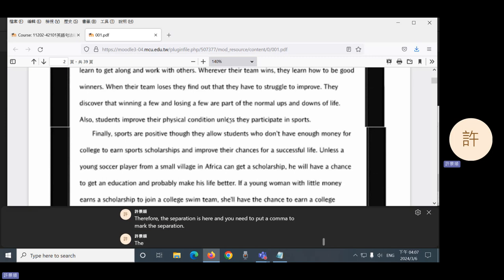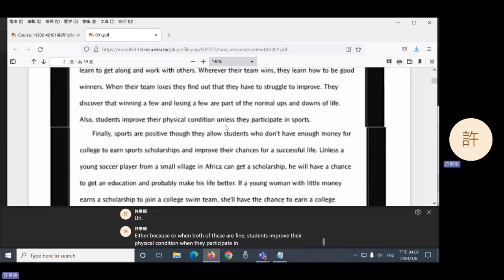The next one is here. Students improve their physical condition unless they participate in sports. The meaning is the opposite. It should be either because or when. Both of these are fine. Students improve their physical condition when they participate in sports or because they participate in sports.